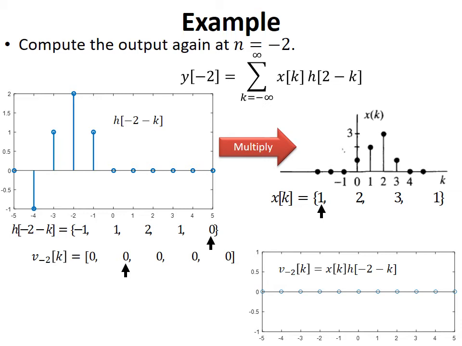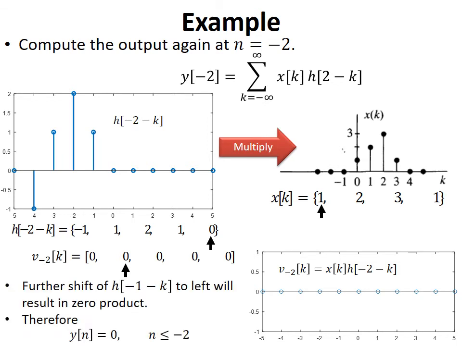So this is the product sequence that we obtained after the multiplication, and this would happen when the value of n would be less than -1, right? So for all the values of n which are -2 or less than -2 will be the same result, right? You will get y of -2 or y of -3, y of -4, all the values would be 0. So further shift of h of -1 minus k to left will result in 0 product. Therefore y of n is basically 0 for n less than or equal to -2.